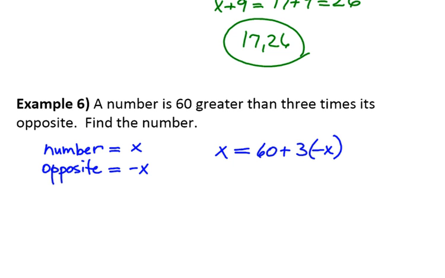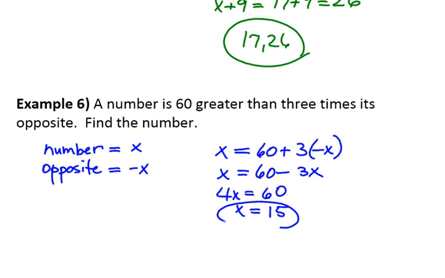Once we put that into an equation, we want to simplify it. So this would be 60, and then 3 times negative x is negative 3x. So x is equal to 60 minus 3x. Add 3x to both sides. 4x is 60. Divide by 4, so x is equal to 15. So that's our number.